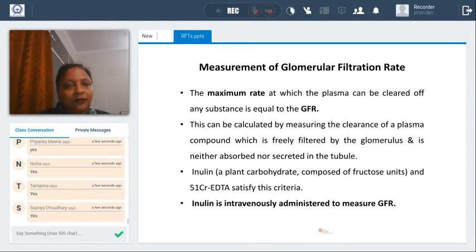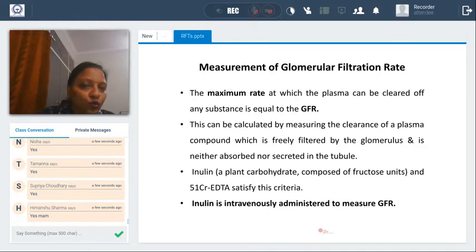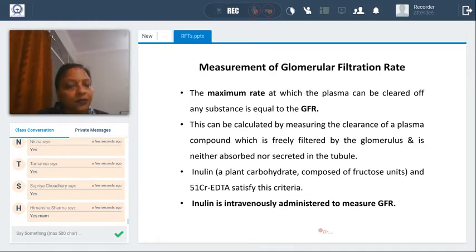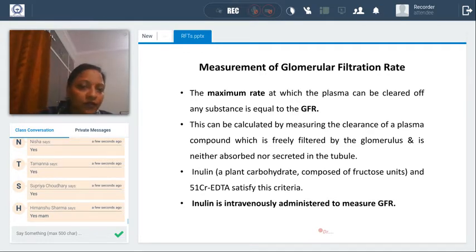Measurement of GFR: the maximum rate at which the plasma can be cleared of any substance is equal to GFR. This can be calculated by measuring the clearance of a plasma compound which is freely filtered by the glomerulus and is neither absorbed nor excreted in the tubules. It is an important thing.